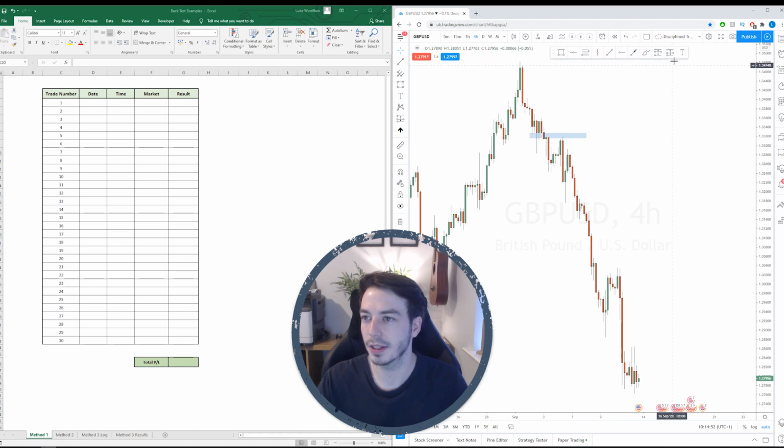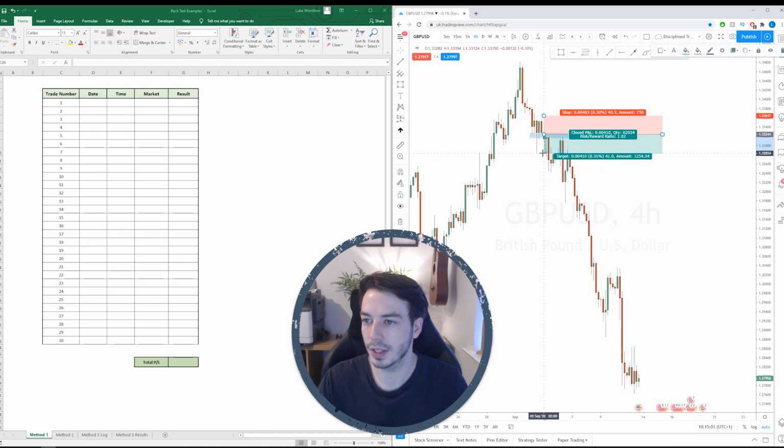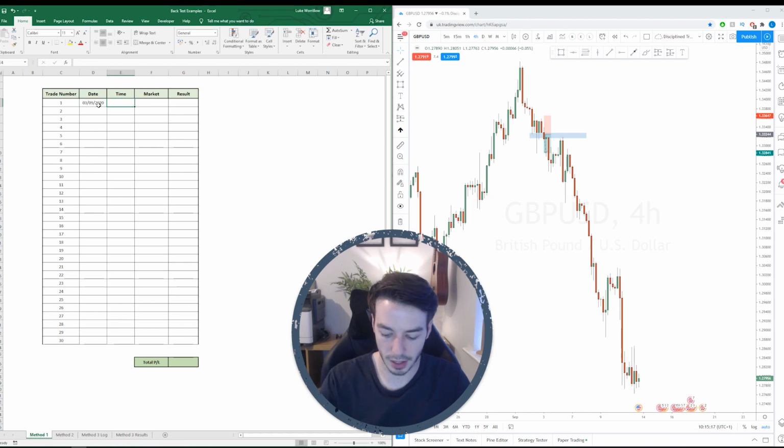So let's say that as soon as this low is broken, we enter, the stop goes above. So let me get the tool here. So we'll say we break it on the low there, stop goes above, we're aiming for 1 for 1, which is here. So as you can quite clearly see, that trade wins quite quickly. So what I would do is I'll go over here. You could see that the trade is the 3rd of September at 2 o'clock. So 3rd September, 2 AM, market is pound dollar, the result is +1, so +1%.